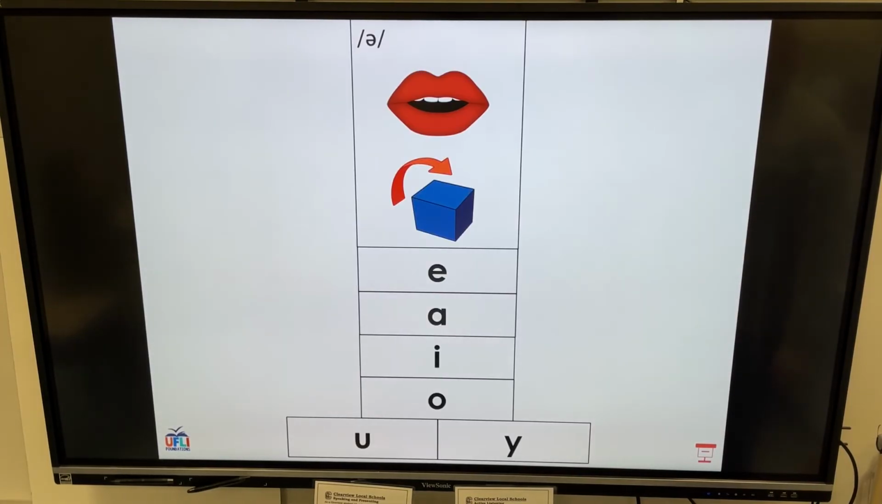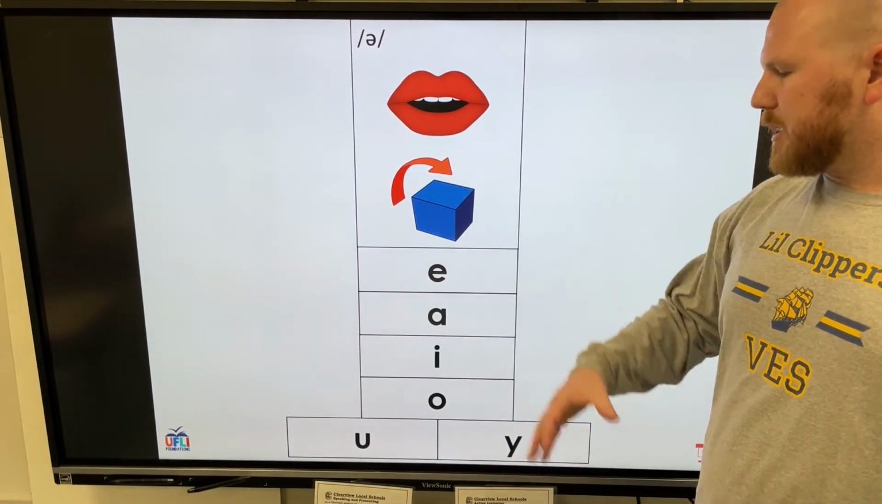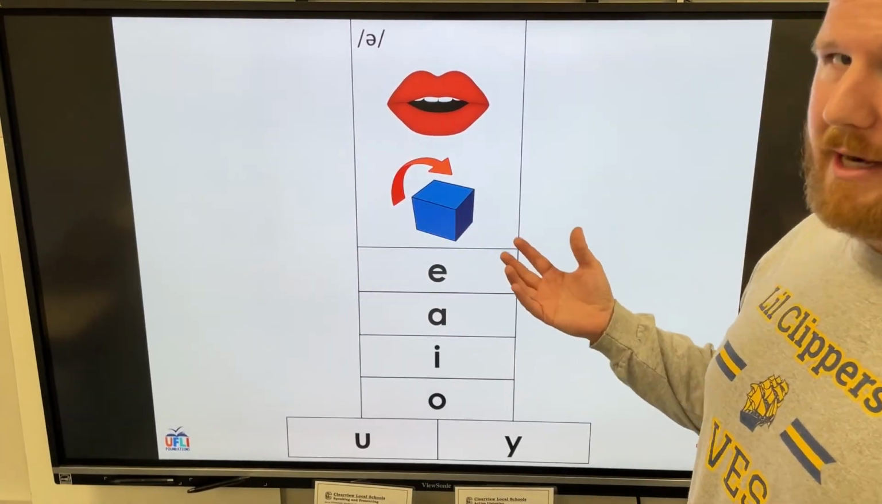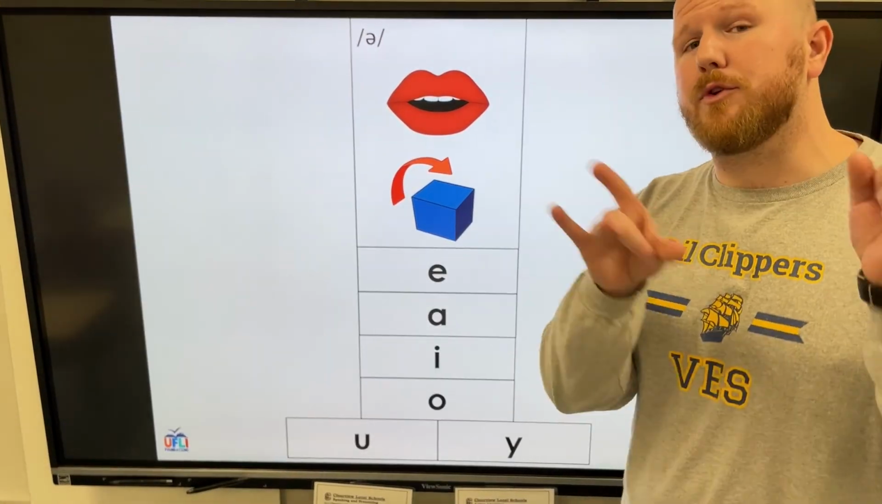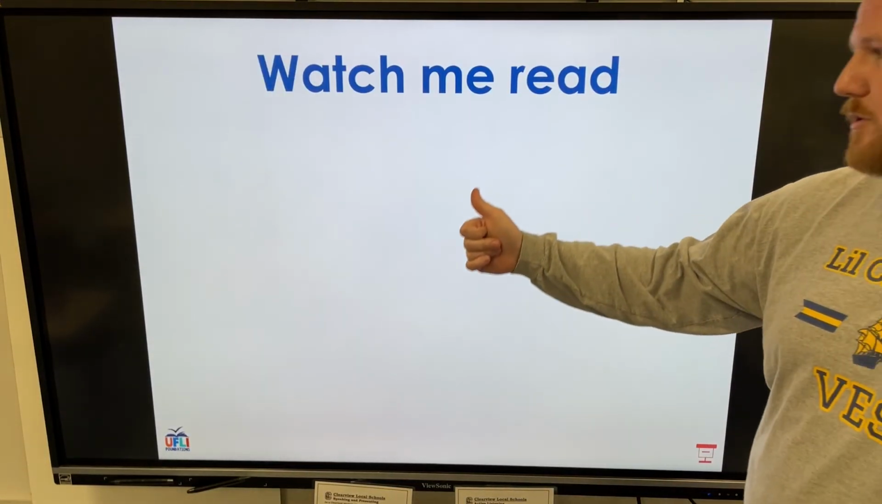Anyway. All of our vowels here are schwas because all of them can be used in different ways, and that's why we practice our irregular words, which we will do tomorrow. But for now, we're going to finish up. So let's move into our reading. Watch me read.